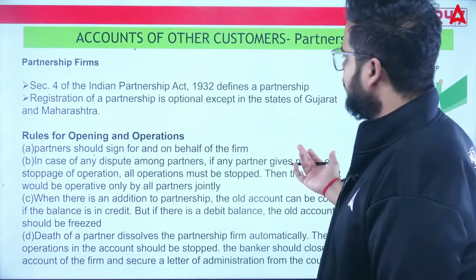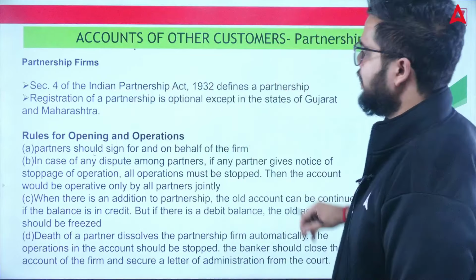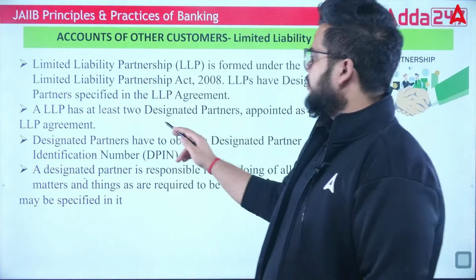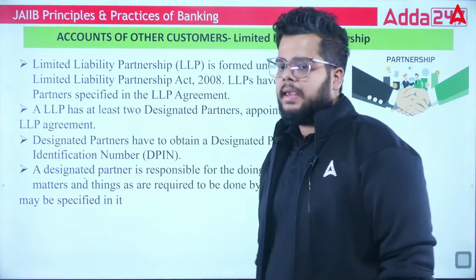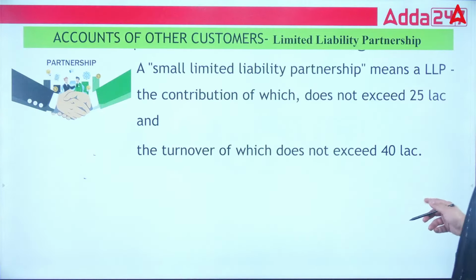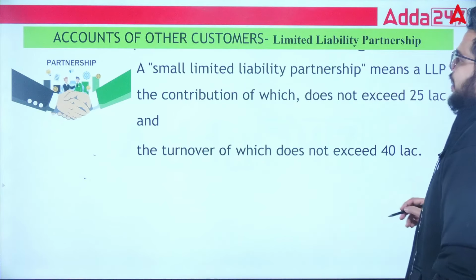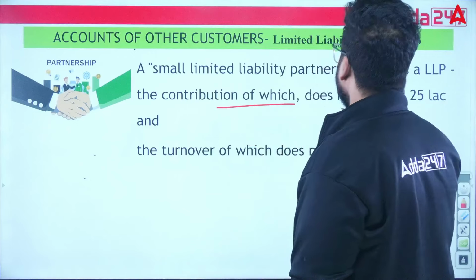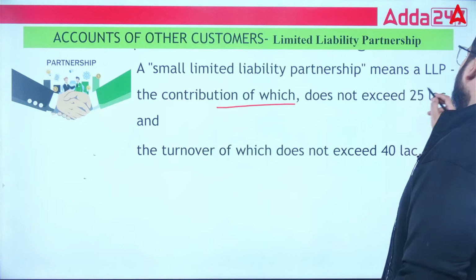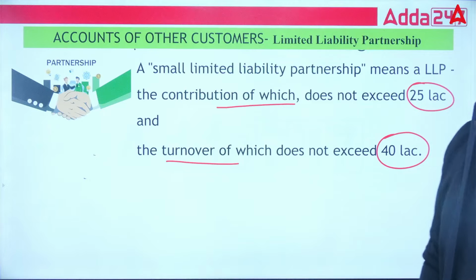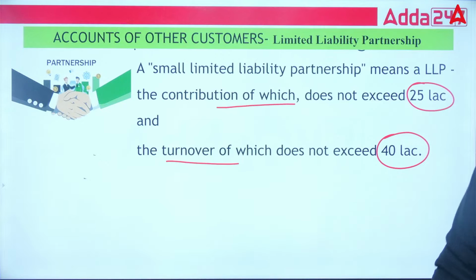Then partnership firm, what is important, where it is defined under the Indian Partnership Act. For LLP, the most important thing is that it must have 2 designated partners and they must obtain DPIN, that is your designated partner identification number. After that, what do we mean by small limited liability partnership? So small LLP simply states that the contribution of a particular entity does not exceed 25 lakh and turnover does not exceed 40 lakh. Then you will say that it is a small LLP. Within 25 lakh, if it is the contribution, then we can say that it is just a small LLP. Fine. Okay.